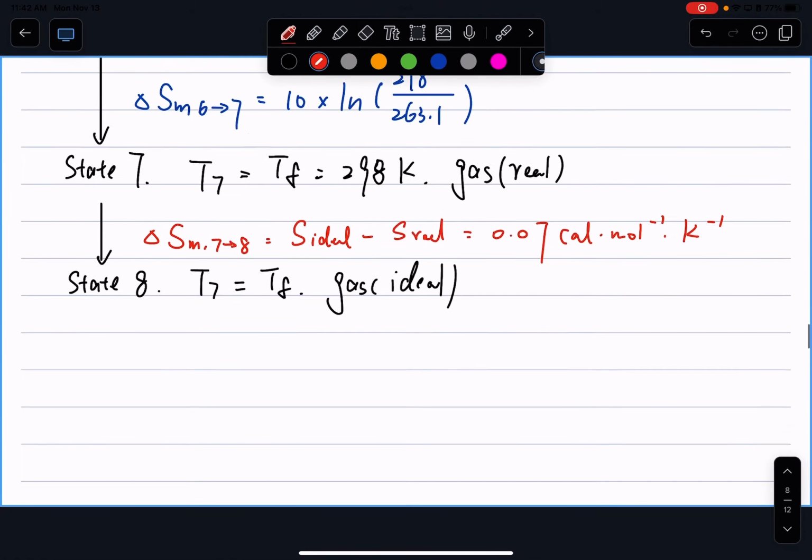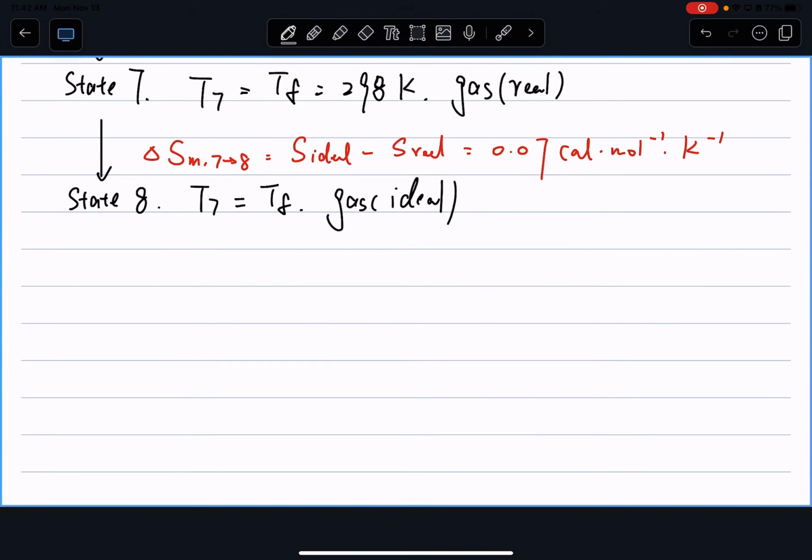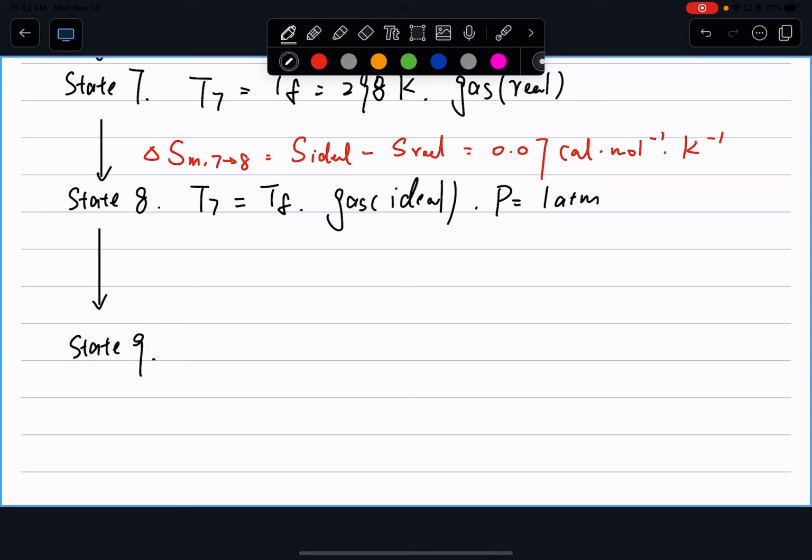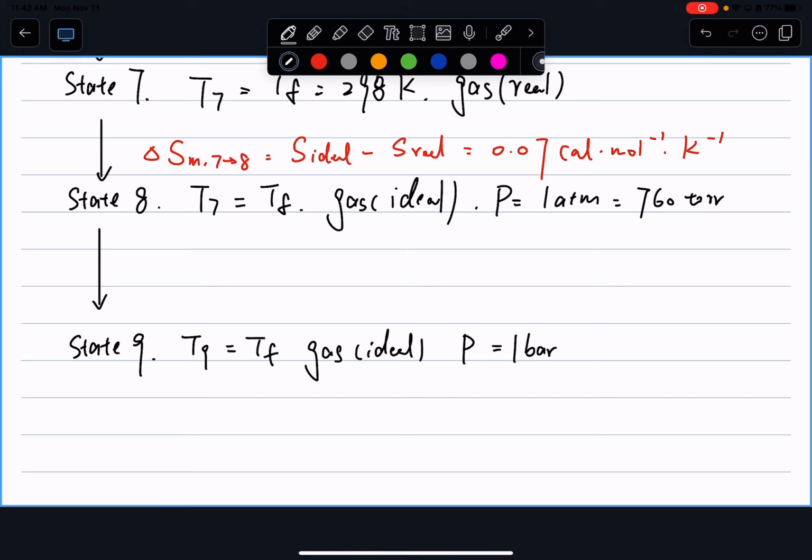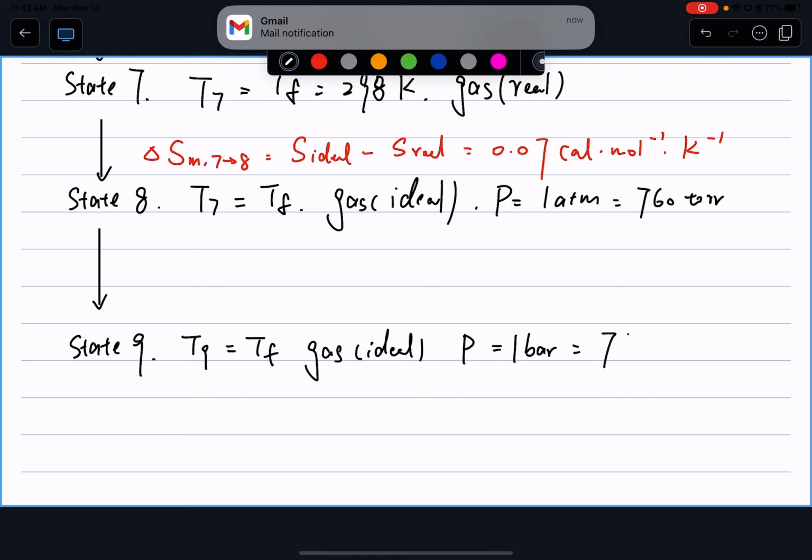So that means in our state 8, we have pressure equals 1 atm. And in our final state, we need our T9 equals T final, and my gas is ideal. I want my pressure to equal 1 bar. Right, so 1 atm is about 760 torr. I think I made a typo in my annotated note. 1 bar is about 750 torr.